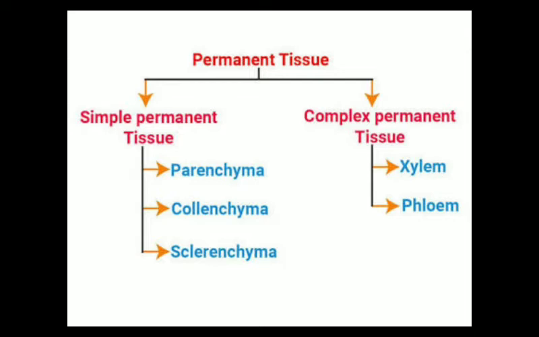Simple permanent tissue are those permanent tissue which are made up of one type of cells. But on the other hand, complex permanent tissue are those plant tissue which are made up of more than one type of cells. Simple permanent tissue are further categorized into three different types, that is parenchyma, collenchyma and sclerenchyma. Similarly, complex permanent tissue are further divided into xylem and phloem. So mainly in this video we will try to study about the simple permanent tissue, that is parenchyma, collenchyma and sclerenchyma. What is their structure, location and function in plant body.